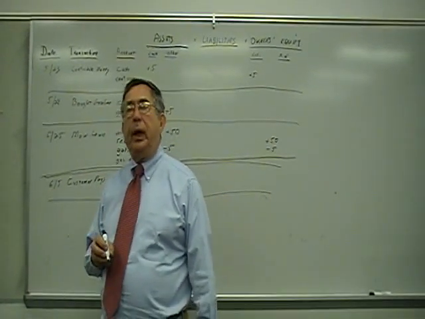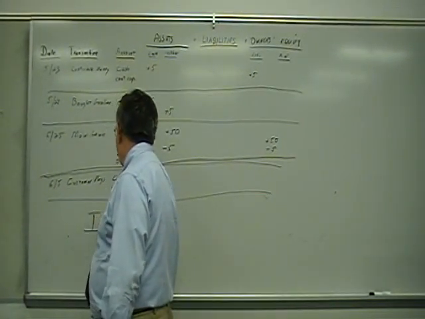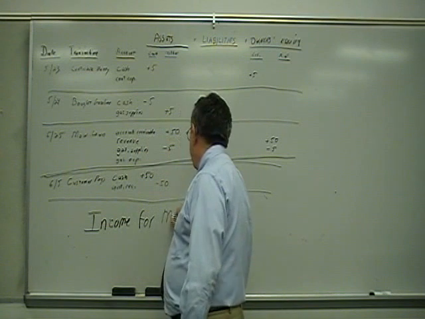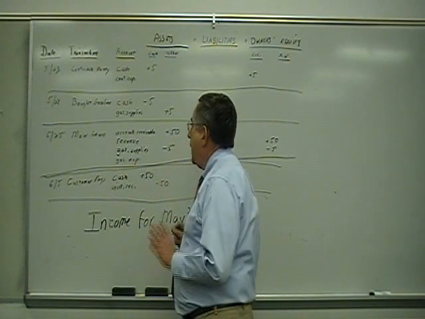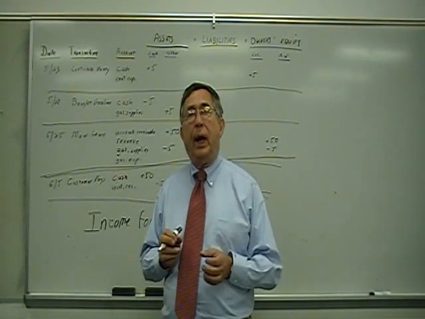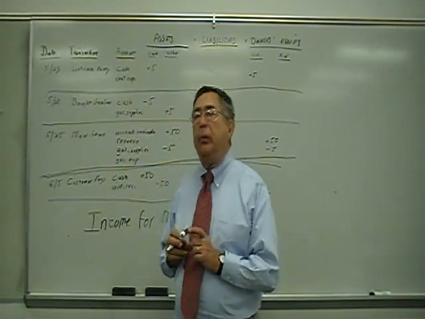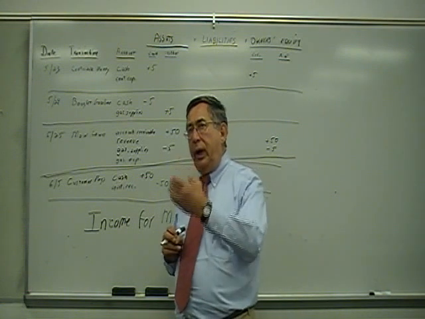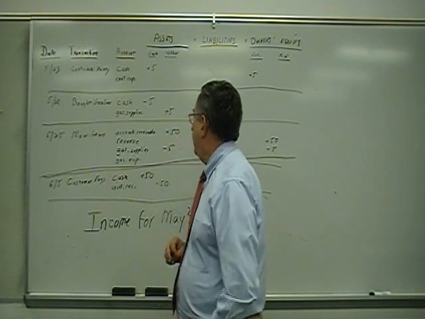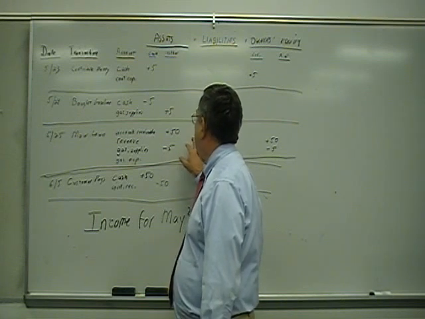Pause for a minute after I ask the question and ponder it. How much is the income for May? Now, some of you may want to say there is no income in May because we don't get the cash until June. But that's not right, because remember the definition of income. Income is revenue minus expenses. And even though we don't get the cash for the revenue, we have still earned the revenue in May. Therefore, we have income in May.